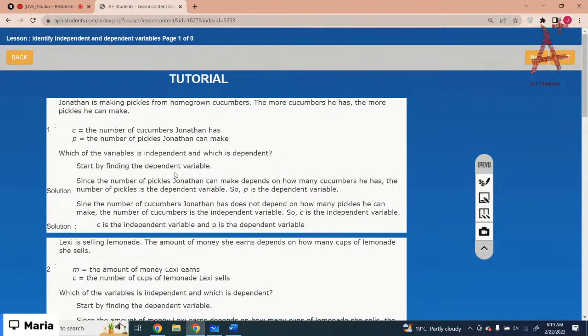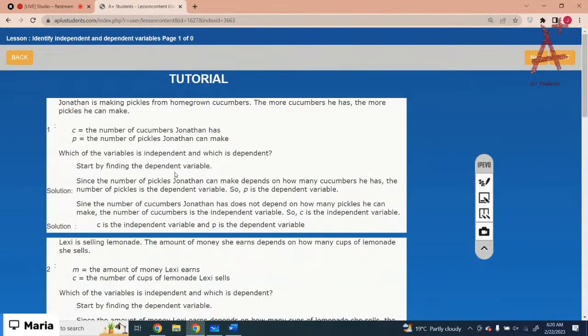Jonathan is making pickles from homegrown cucumbers. The more cucumbers he has, the more pickles he can make. Got it? Now, which is the dependent and which is the independent? Pickle is depending on the cucumber. If you have more cucumbers, you can make more pickles. So cucumber is the independent variable, and pickle is dependent on the cucumber.